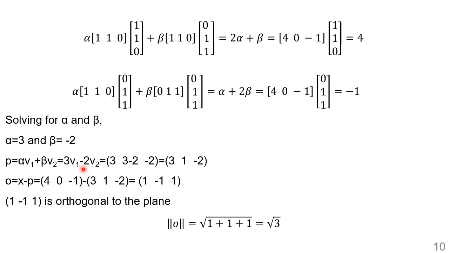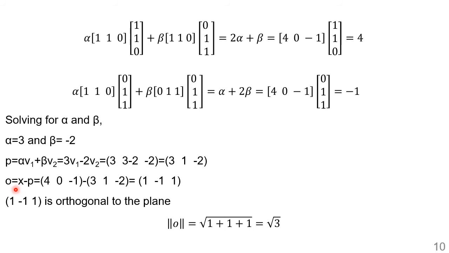And I have to subtract 2 v2. And v2 is defined as 0, 1, 1. So I have 0 into 2, it is 0 here. And 1 into 2, I get minus 2. And then I have 1 into 2, so I get minus 2. When I simplify this, I get 3, 1, minus 2.